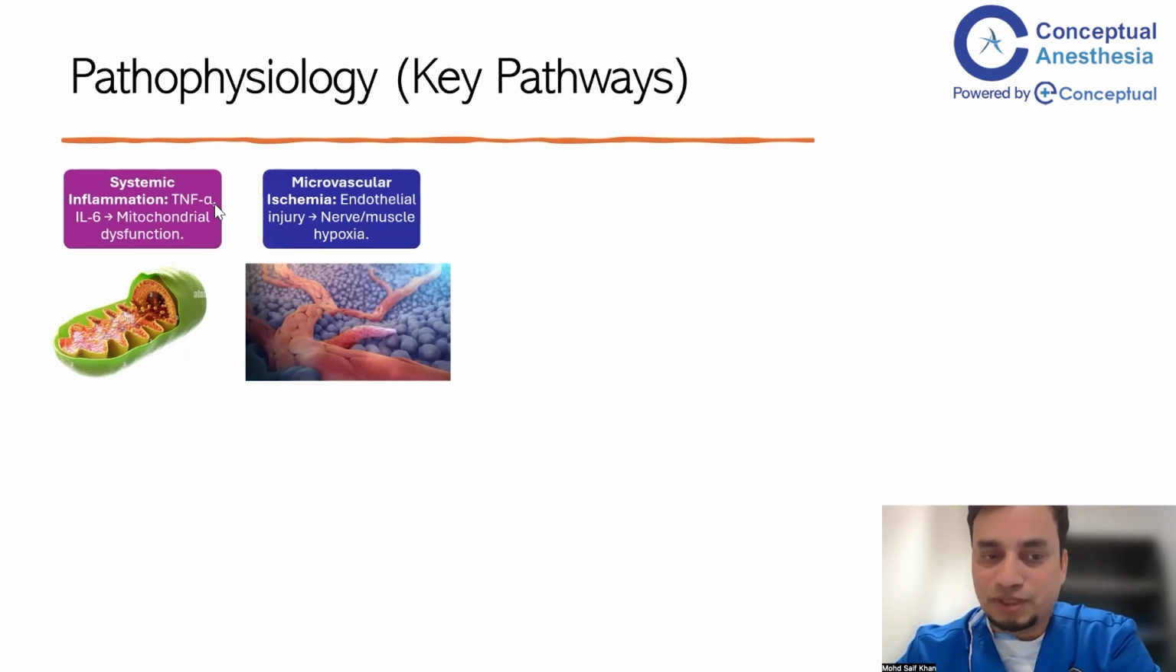There is another pathway, which says that there is microvascular ischemia. We know there is a microcirculation in the body which supplies glucose to all the tissues, including nerves and muscles. In case of endothelial dysfunction, especially in sepsis, this microvasculature gets blocked because of microthrombosis. And due to the block, there is decreased blood flow to the tissues.